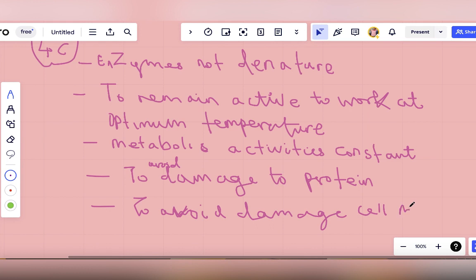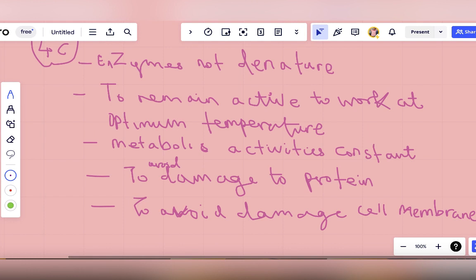This is homeostasis, okay? They are asking you a question in homeostasis. Why do we have to keep the body temperature constant? If the temperature is not constant, it can affect the enzymes and can denature them. If the temperature is too high, it can damage the enzymes and they will not be active and will not be able to work at their optimum temperature.